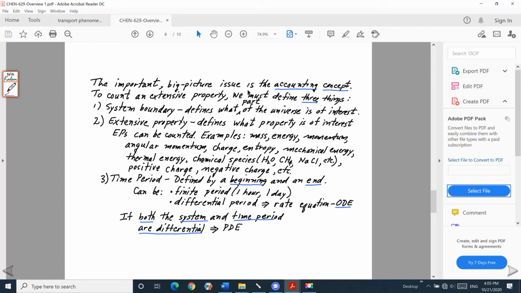So the big picture issue is the accounting concept. To count an extensive property, we must define three things. First, we need to define our system boundary: define what part of the universe is of interest. Let's say we have some reactor, or some separation unit. We need to define our system boundaries first of all. Then the second thing, we need to define what the extensive property is, which depends on the system.